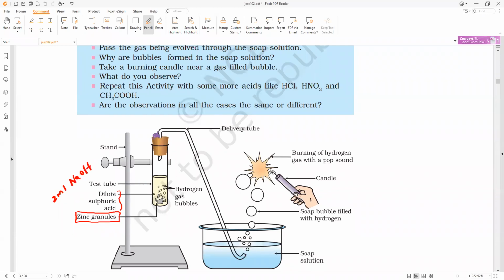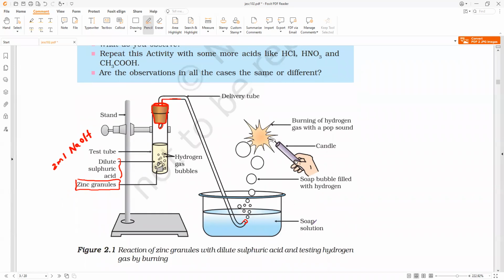Then fix the rubber cork, same like here, with a delivery tube to the outside, and we have to dip the second end of the delivery tube in the soap solution. So you can notice bubbles forming, and those bubbles indicate hydrogen gas. If you bring a burning matchstick or burning candle, this hydrogen gas will burn with a pop sound.